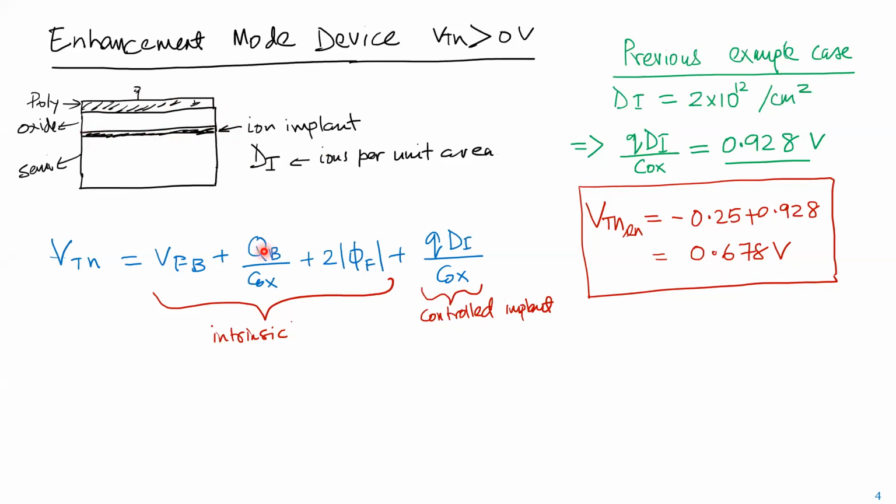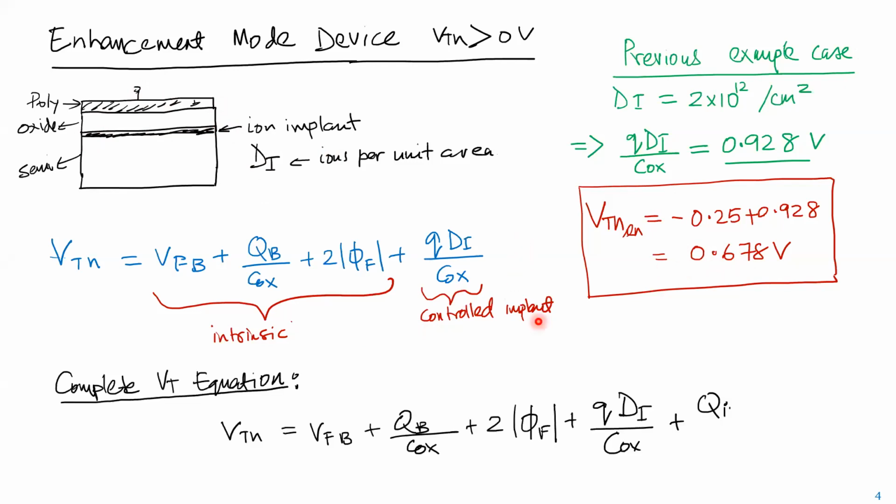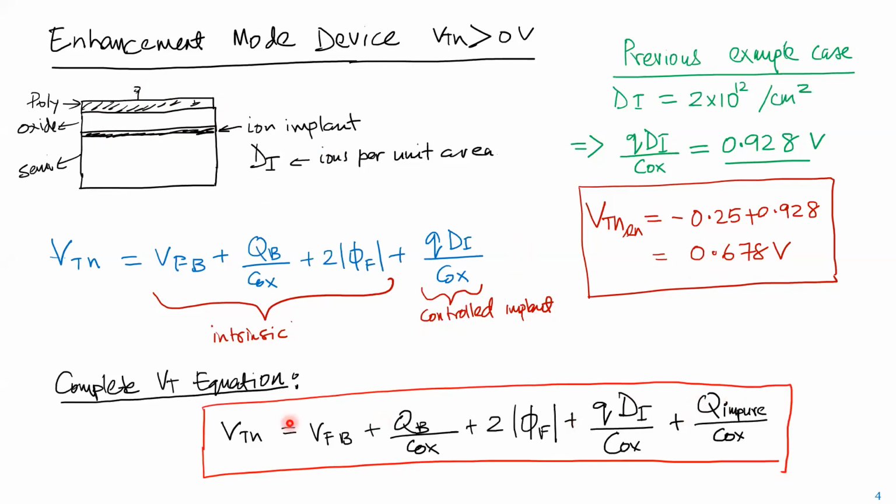Okay. And there is another quantity here, which is this. So if I write the total expression for VTN, it's your flat band voltage, your bulk charge inside the depletion, this is your 2ΦF, this is what's implanted, and this is called impurities.